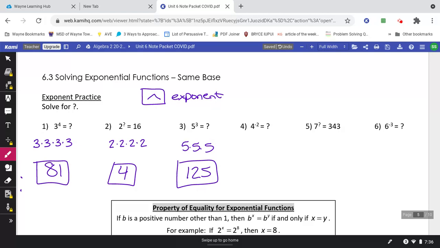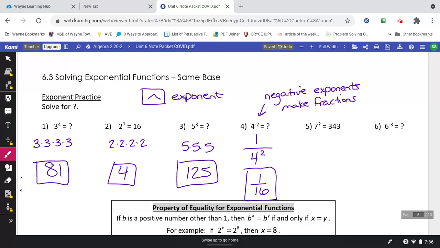4 to the negative 2 power. Remember, negative exponents move things to the bottom of a fraction. So the first thing we're going to do is do 1 over 4 squared. Negative exponents make fractions. And then you can evaluate 4 squared to get 16. 4 times 4.